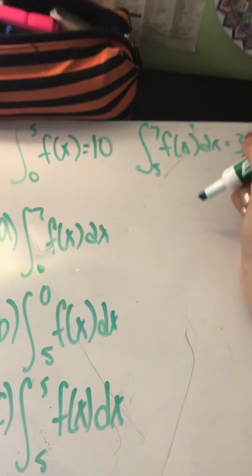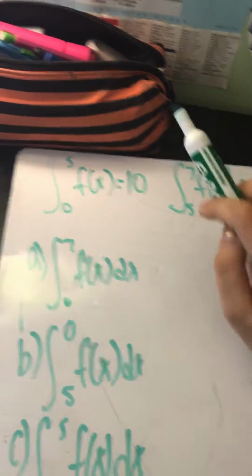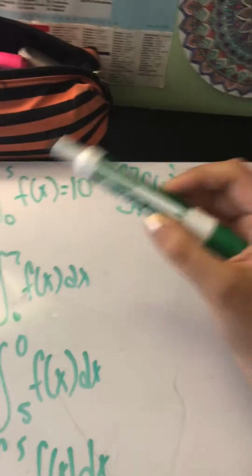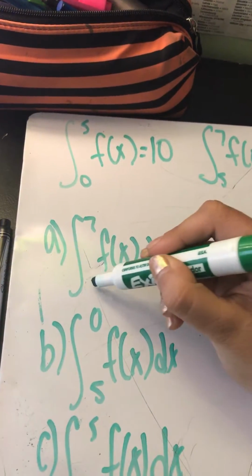And this one is going over the properties of definite integrals. Starting off, they give us these equations. Well, I don't even know what they are. These indefinite integrals, my bad. And they want us to find, for part A, from 0 to 7.